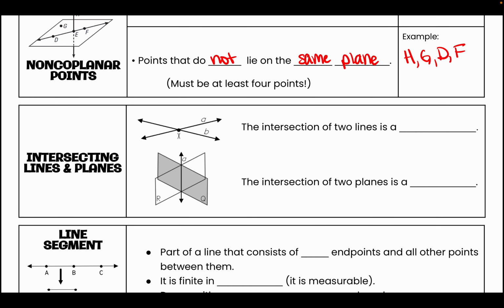So intersecting lines and planes. So an intersection of 2 lines is called a point. And the intersection of 2 planes is called a line. So that's our intersecting point is point X, and our intersecting line is line A.